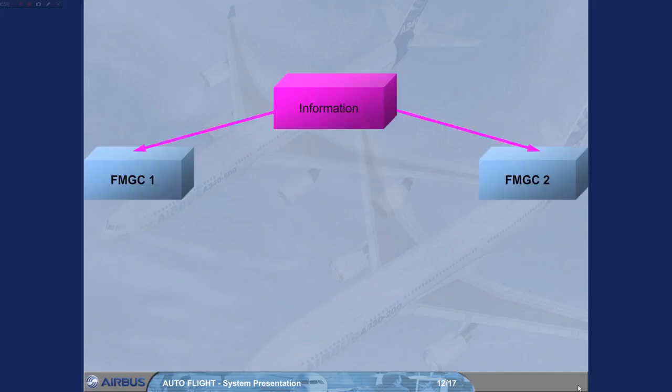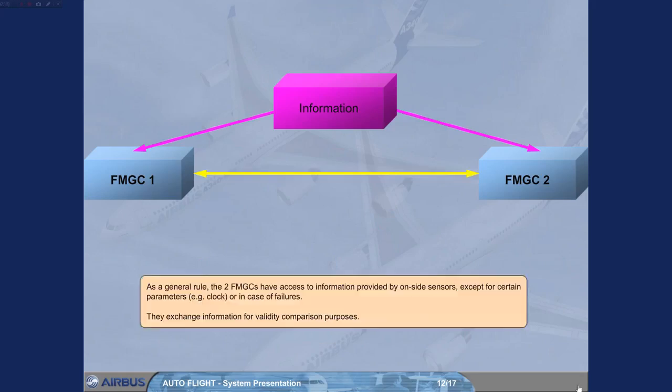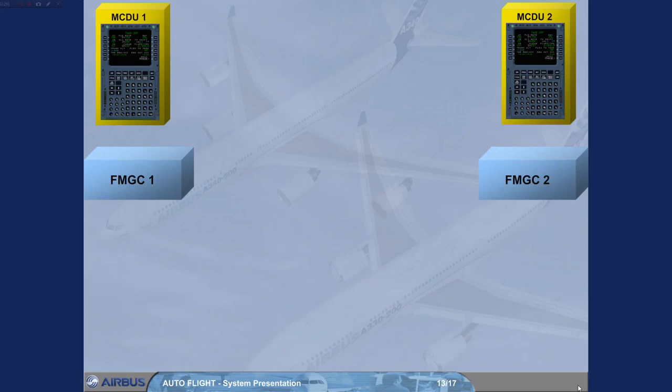As a general rule, the two FMGCs have access to information provided by on-site sensors, except for certain parameters, for example the clock, or in case of failures. They exchange information for validity comparison purposes. For example, information from MCDU1 is received by FMGC1 and transmitted to FMGC2. All FMGCs and MCDUs are then synchronized.